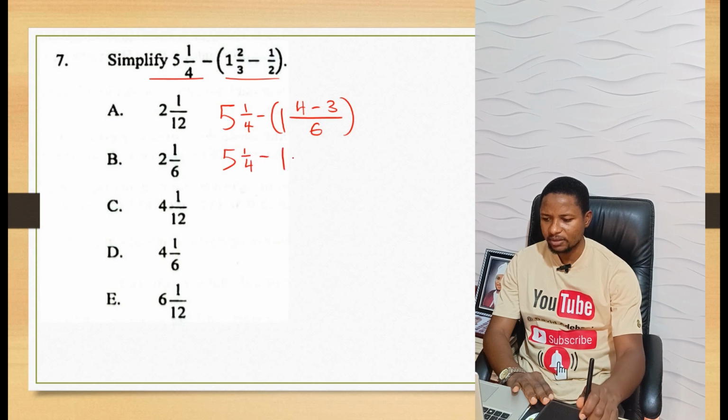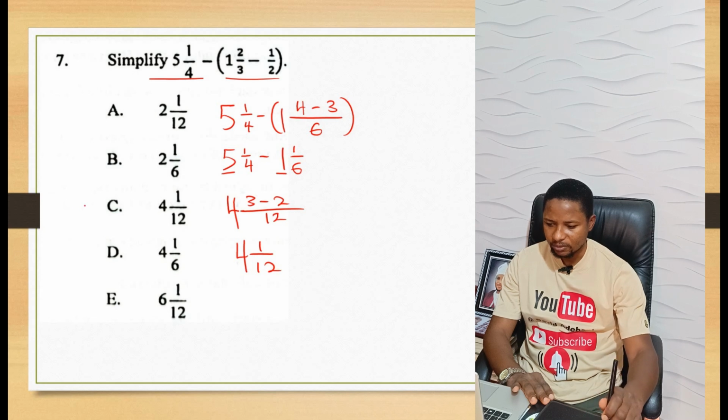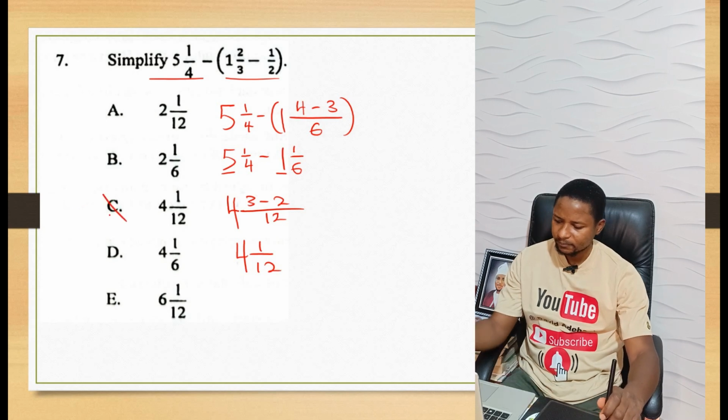By now we're done with the bracket because 4 minus 3 is 1 out of 6. Now continue with the same process. Subtract the whole number. 5 minus 1, you have 4. LCM of 4 and 6, that is 12. 12 divided by 4, that's 3 times 1. 3 minus 12 divided by 6, that is 2 times 1, that's 2. And we have 4 whole number. 3 minus 2, you have 1 out of 12. So your answer is 4 whole number, 1 over 12, that's C.